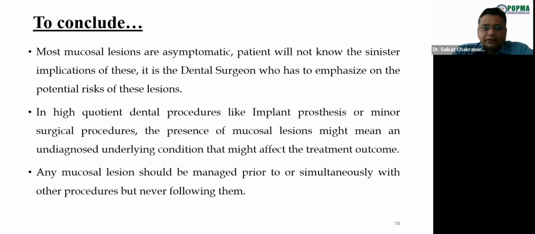Good money, implant prosthesis, surgical procedures, good money. I agree. But then, if there are patches in the mouth, they might be reflecting a sinister systemic disease, which might lead to failure of these major or minor surgical procedures. So any mucosal lesions in the mouth must be managed prior to or simultaneously with the procedures, but never following them. I mean, you put an implant or you give a prosthesis and then you start managing the white or a red patch or an ulcer, it will not really work out the way it should have. So work on the mucosal lesions first, get a healthy mouth, and then do all the rehabilitation treatments which you are planning to do.